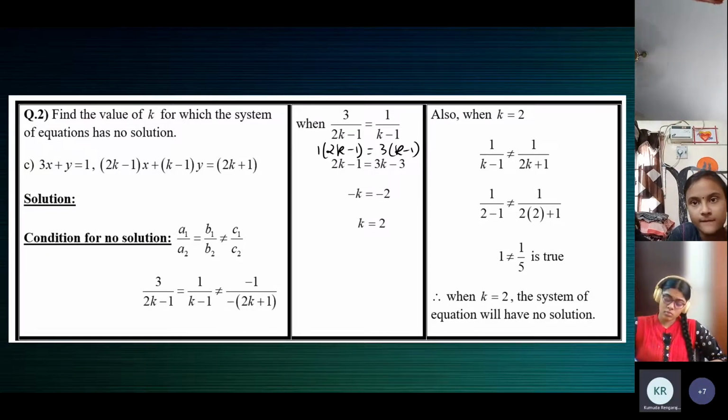That you will have to check with the inequality: 1 by k minus 1 not equal to 1 by 2k plus 1. This should be true. When you substitute that value of k, which is 2, you get 1 is not equal to 1 by 5. That's true. That means you can go ahead with that value. So when k is 2, the system of equations will have no solution.